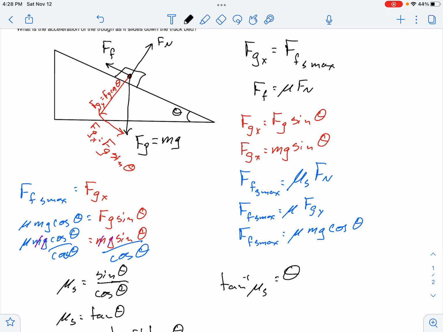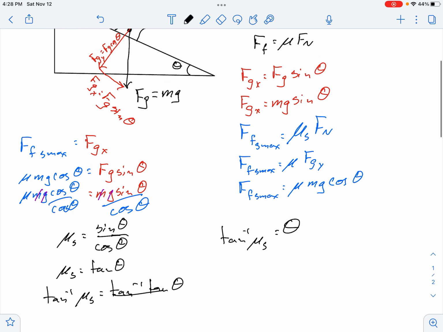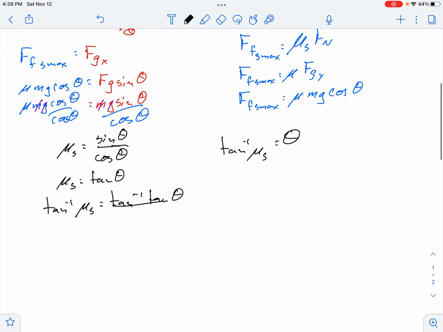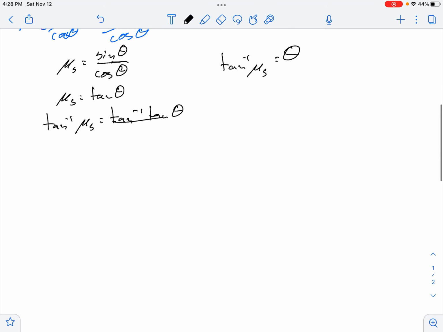And now that I'm moving, my force of friction is equal to my kinetic friction. Okay, so keep in mind, we've already solved for theta. I'm going to leave it as theta. I'm not going to start plugging in any numbers here. Just recognize that inverse tangent of mu sub s is what's going to give us our theta. That brings us then to part 2 of the problem.